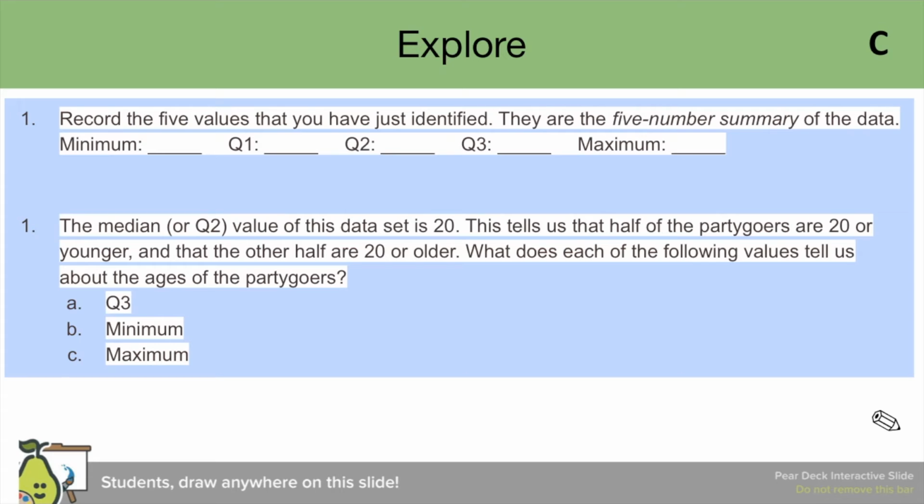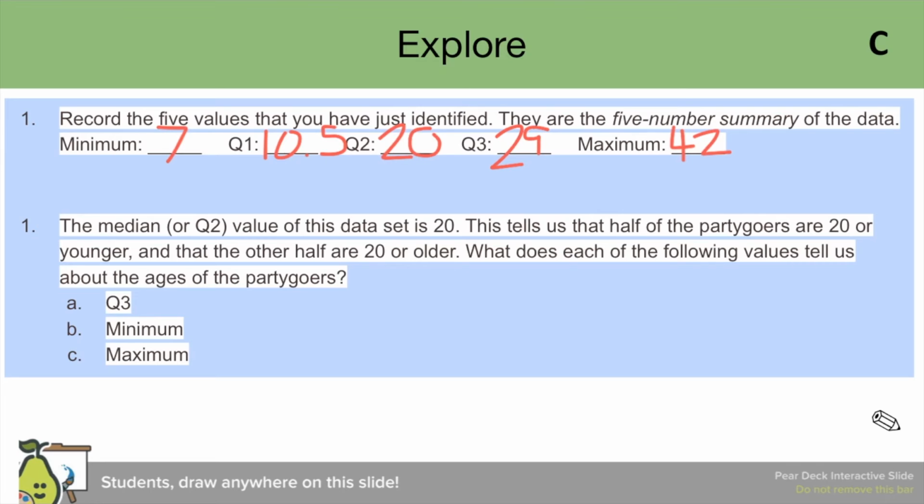On this slide, students are going to record the 5 values that they have just identified. They are the 5-number summary of that data. So the minimum was 7, the Q1 was 10.5, Q2 was 20, Q3 was 29, and the maximum was 42.